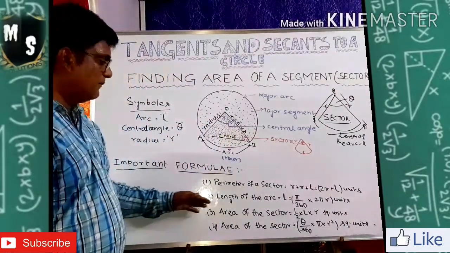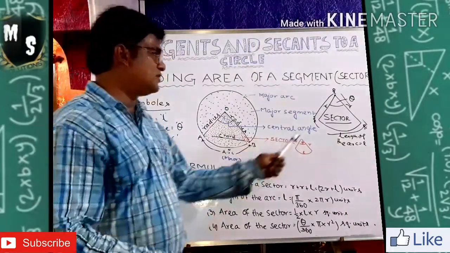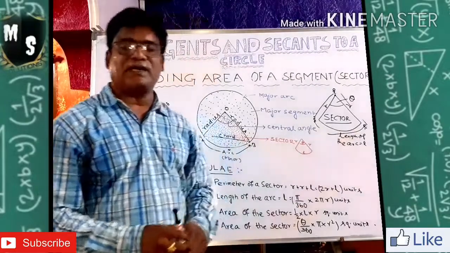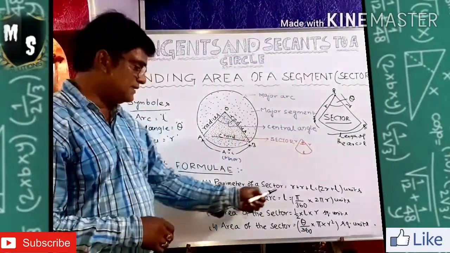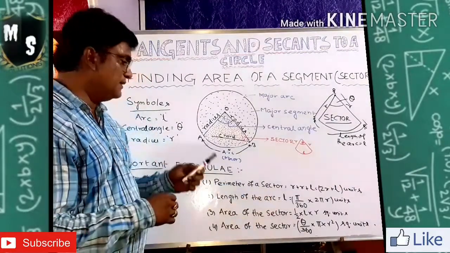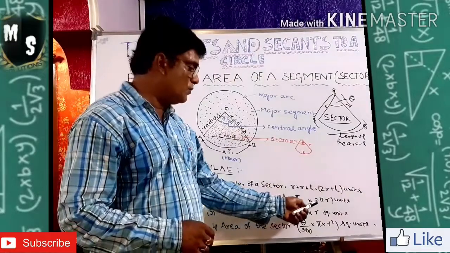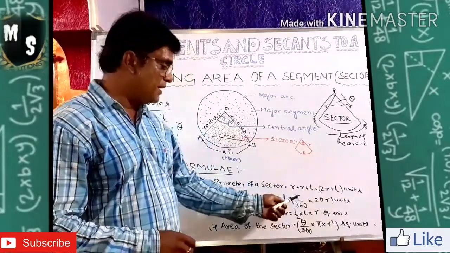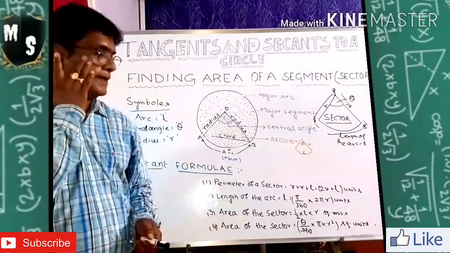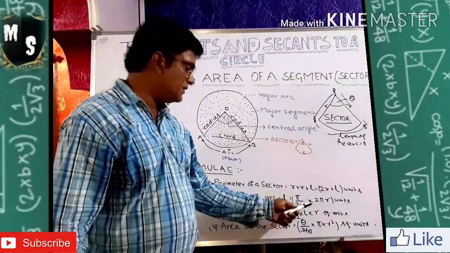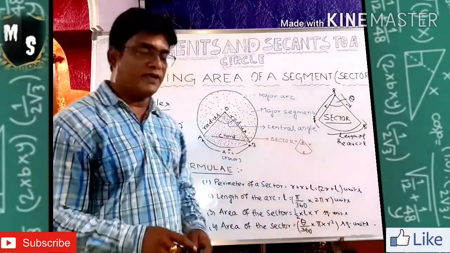Now you see the length of the arc. What is the length of the arc? If anybody asks you about this arc, it has a direct formula for you. You have to practice it nicely. Arc means L. L is equal to theta by 360 into 2 pi r. The formula is theta by 360 into 2 pi r. Please remember it nicely. Here the units are different; I will tell you why.